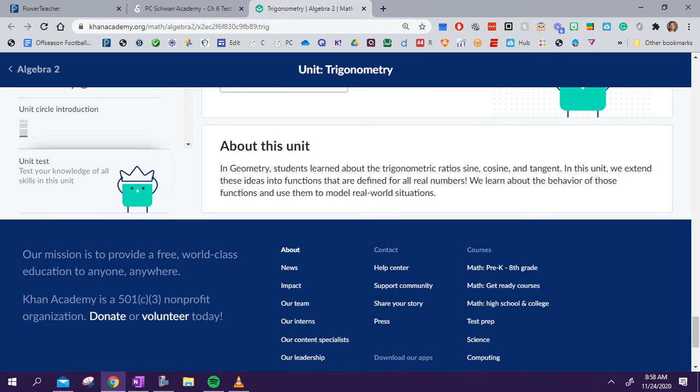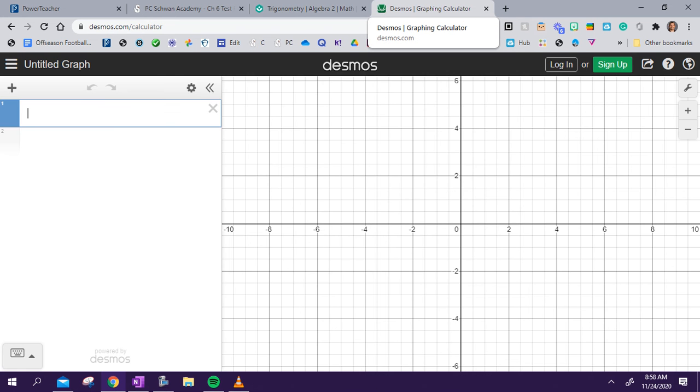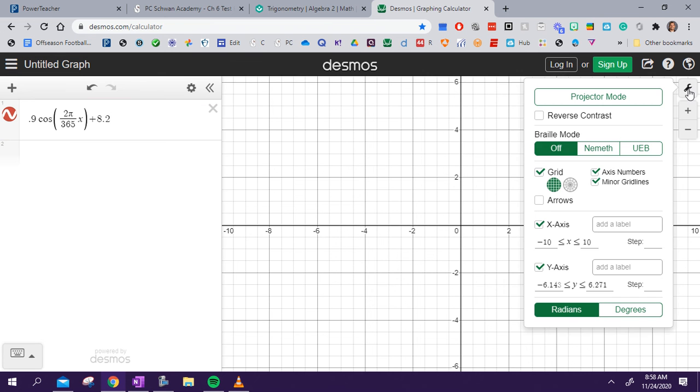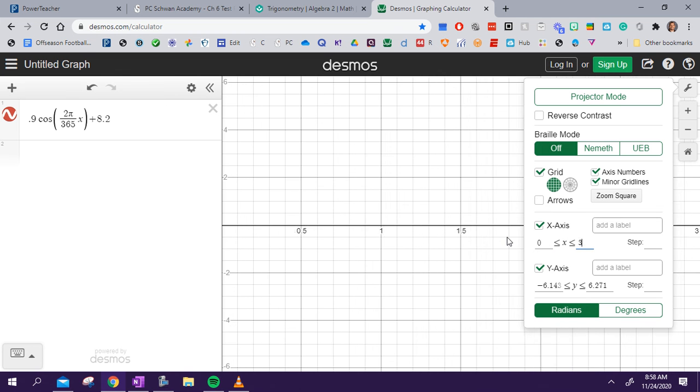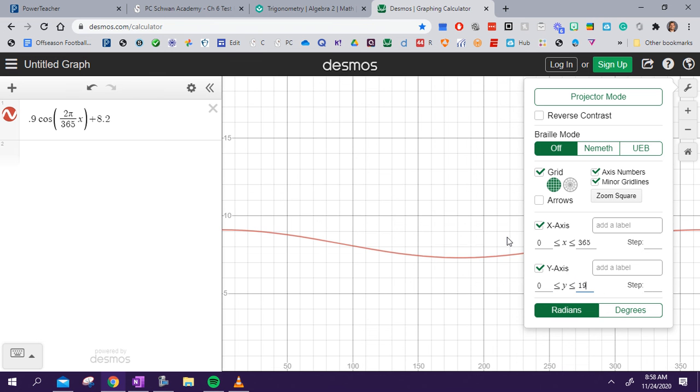Let's see if it makes any sense. Let's pull up Desmos. It's kind of funky. This one's a little bit harder to visualize just because there's so much stuff going on. But let's see what it is. 0.9 cosine 2 pi over 365 x and then plus 8.2. I've got to mess with the zoom here. Go from 0 to 365. And we'll go from 0 to 10 pounds.